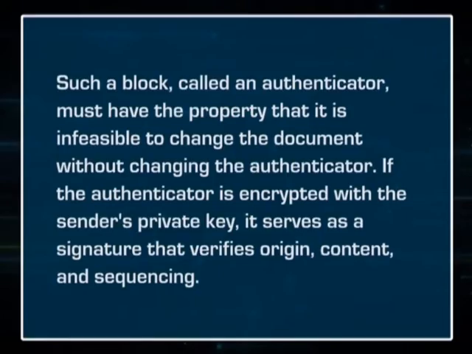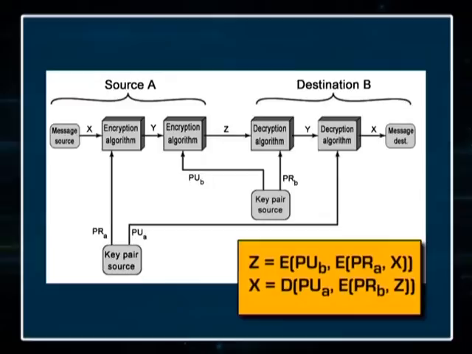Such a block, called an authenticator, must have the property that it is infeasible to change the document without changing the authenticator. If the authenticator is encrypted with the sender's private key, it serves as a signature that verifies origin, content, and sequencing. It is, however, possible to provide both the authentication function and confidentiality by a double use of the public key scheme, by using functions as shown on the screen. You can observe this scheme from the figure.